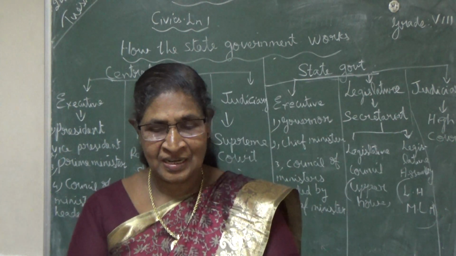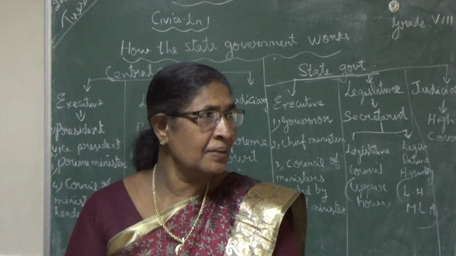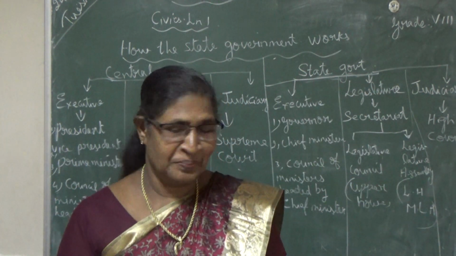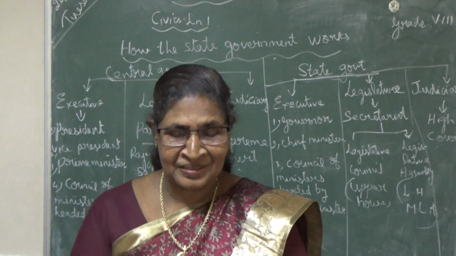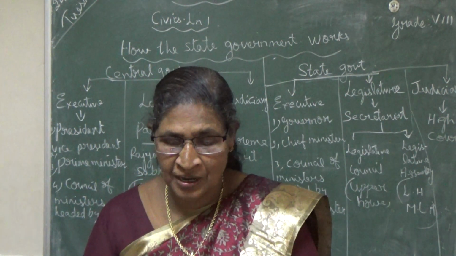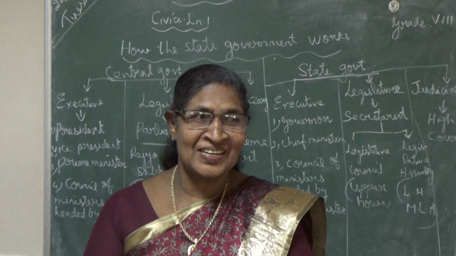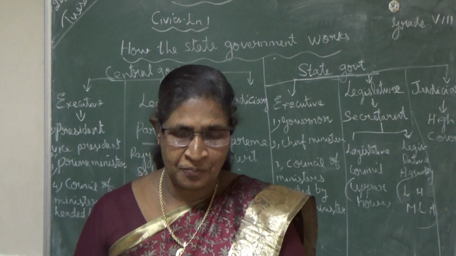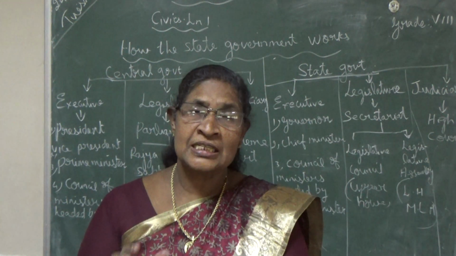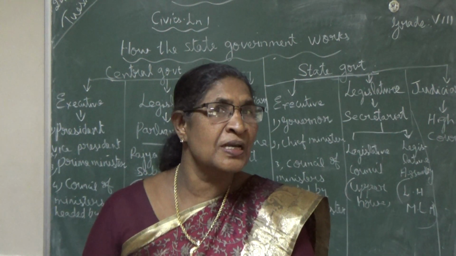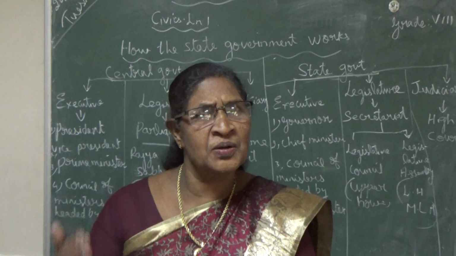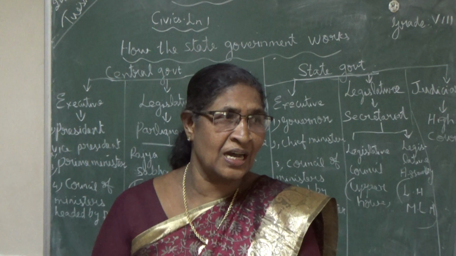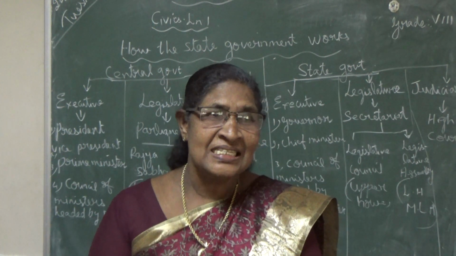So what is government? Government is a group of people who are responsible for controlling a country or a state. If they control the country, it is central government. If they control the state, it is called state government.